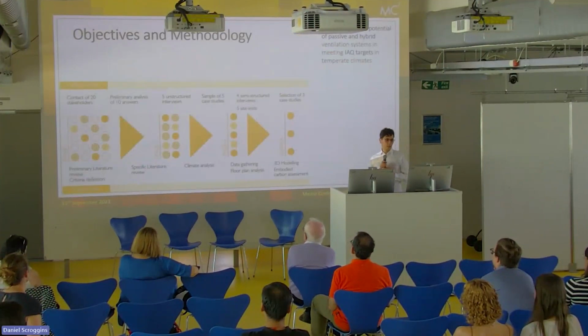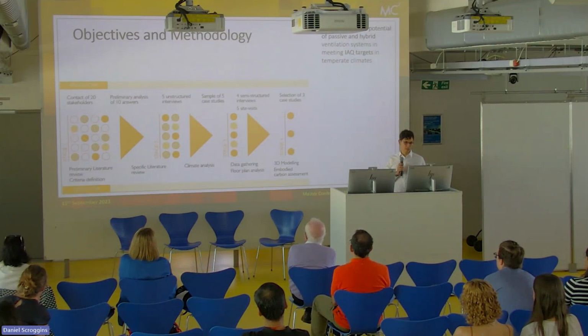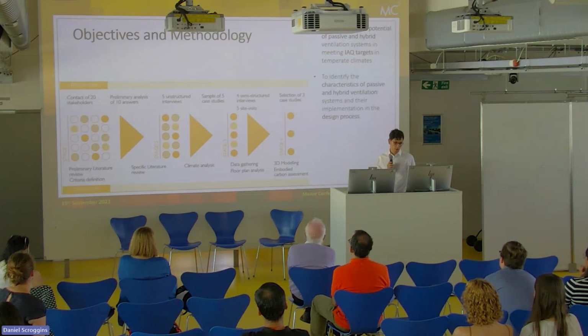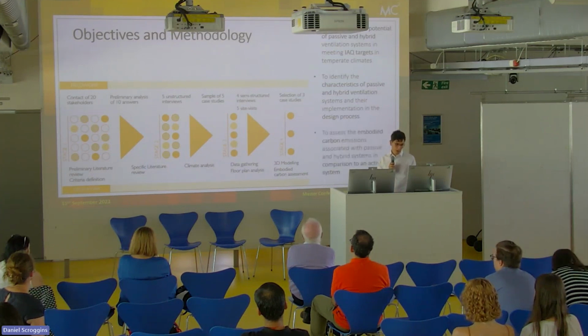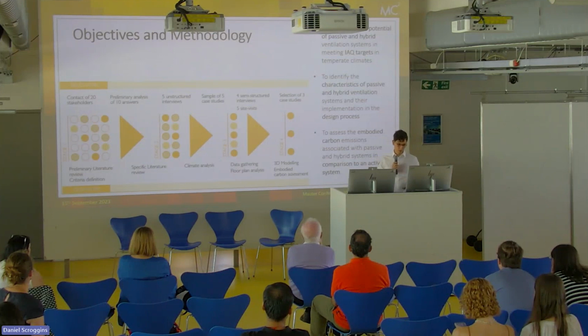The methodology was based on both fieldwork and desk work. The first point was a literature review to investigate the potential of passive and hybrid ventilation system in meeting indoor air quality targets. Second point was semi-structured interviews and site visits to identify the characteristic of passive and hybrid ventilation system and the implementation in the design process. And the third point was 3D modeling to assess the embodied carbon emission associated with passive and hybrid in comparison to an active one.